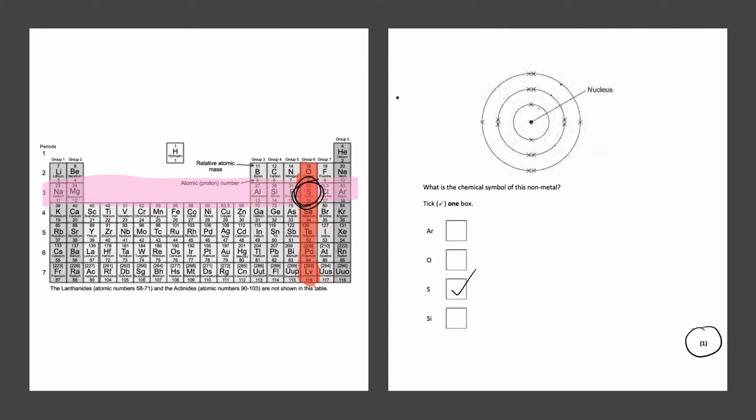Another way is you can count up the electrons. There are 16 electrons in this atom of sulfur, so we know it's going to have a proton number of 16, and sulfur does have a proton number of 16. And that's a way to check if your answer is correct, and it is.